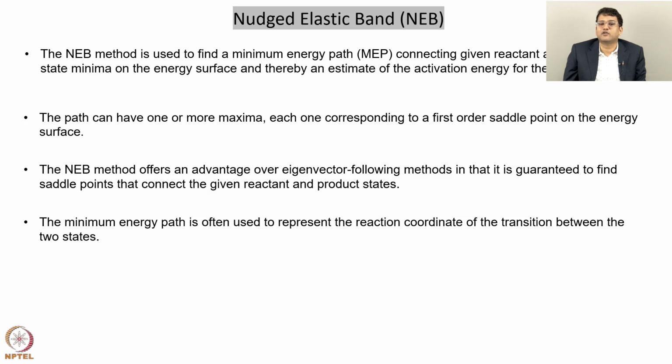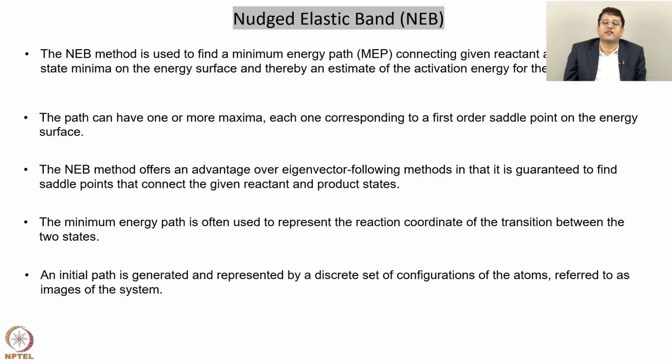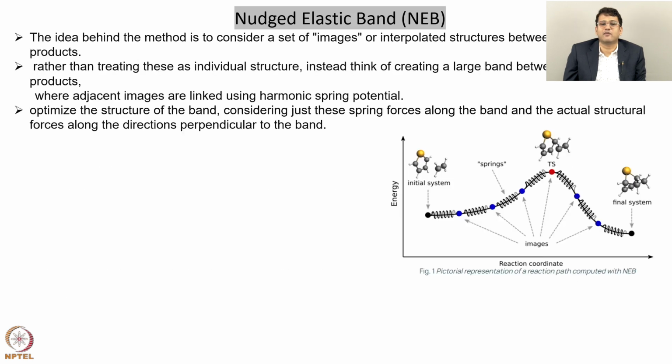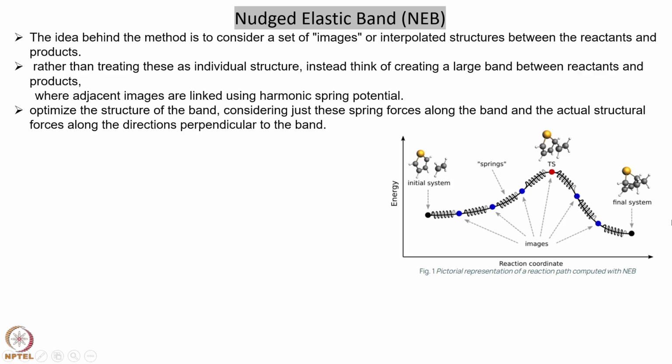The minimum energy path is often used to represent the reaction coordinate of the transition between the two states, and what is done in this process is that an initial path is generated and represented by a discrete set of configurations of atoms referred to as the images of the system. If you want to see the images, suppose this is my initial system and this is my final system, this is a Diels-Alder reaction. Maybe we will try to study it at some point of time.